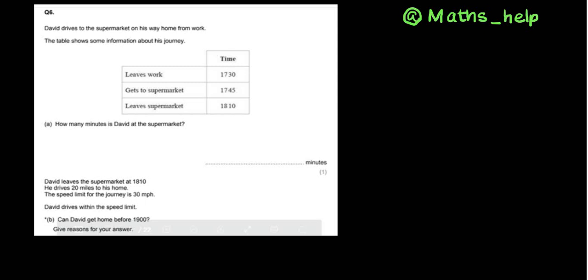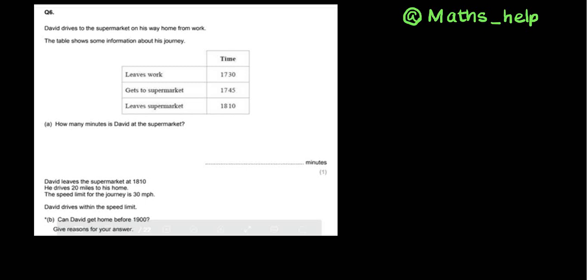Hi everyone, we've got another question. Let's read this question. It says David drives to the supermarket on his way from work. The table shows some information about the journey.